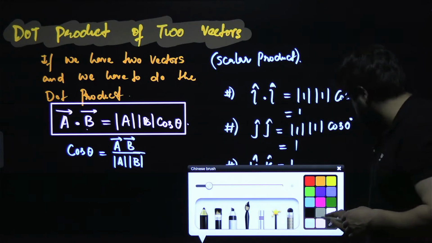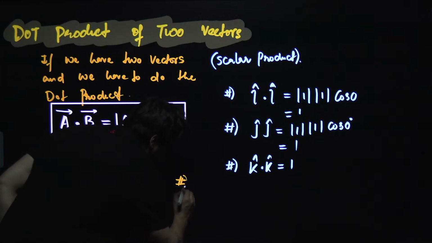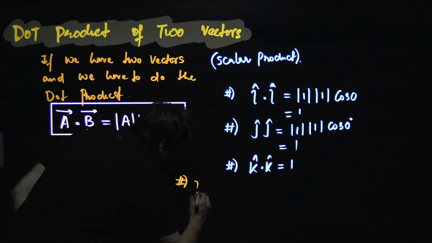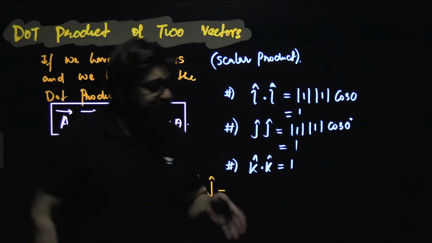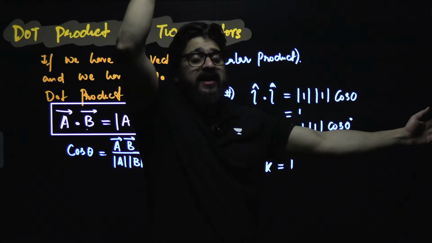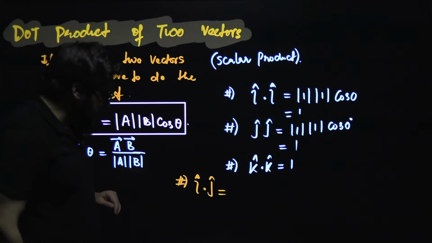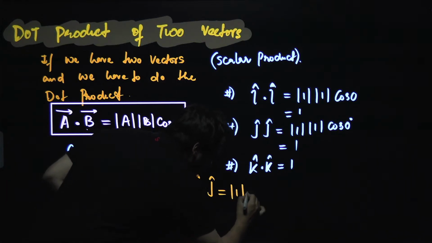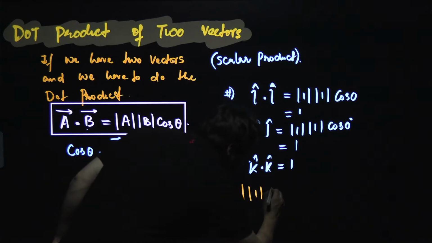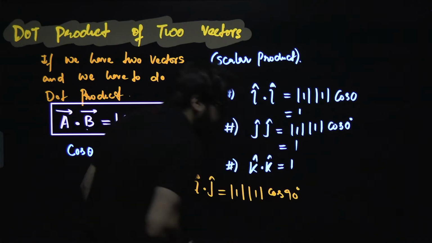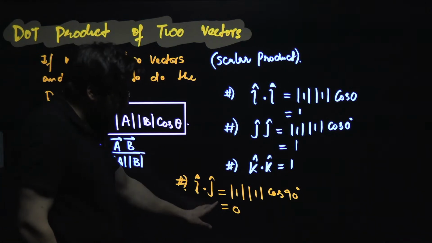One more thing I would want you guys to understand over here. Let's suppose somebody asks you, what is the value of I vector dot j unit vector? I is the unit vector along the x-axis, and j is the unit vector along the y-axis. So in this case, mod of I is 1, mod of j is 1, and then cos of theta, where the angle between I and j is 90 degrees. And cos 90 is how much? 0. So this will come out to be 0. I dot j is 0.